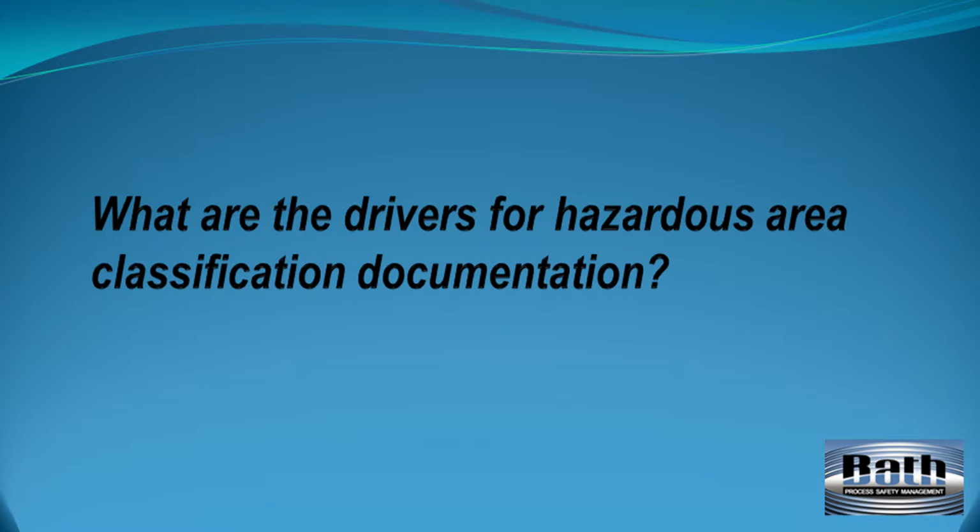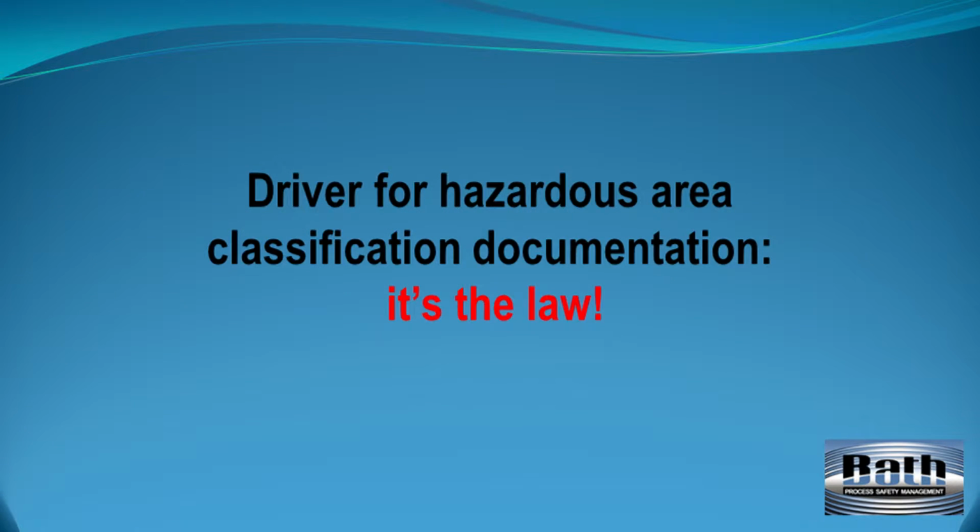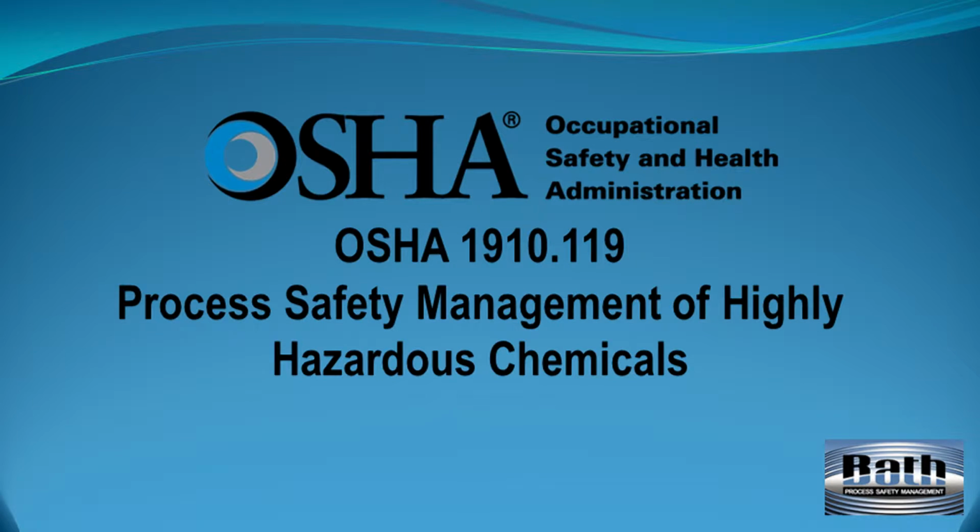What are the drivers for hazardous area classification documentation? The driver to having hazardous area classification documentation is that it's the law. In early 1992, a document titled Process Safety Management of Highly Hazardous Chemicals, known as OSHA 1910.119, became law. This OSHA document identified electrical area classification as required process safety information for covered processes. In my opinion, this is the number one reason to have hazardous area classification documentation in place for each manufacturing process within a plant or facility.